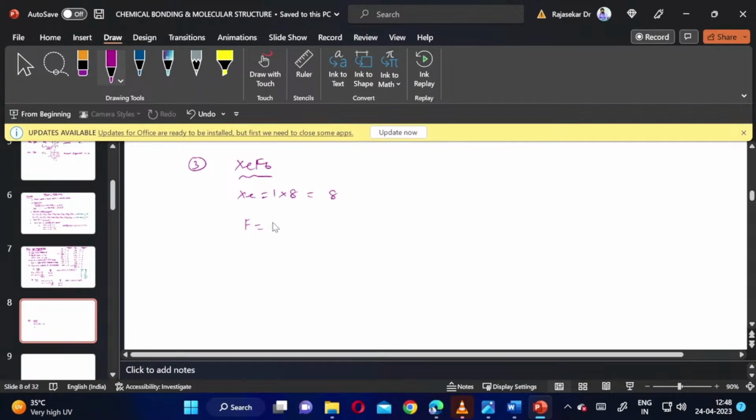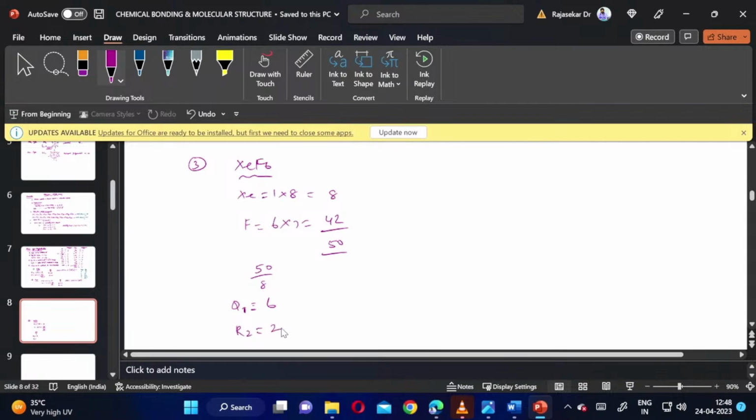Correct or not? Fluorine. How many fluorine atoms? We have 6, no. So 6 into 7, 42. 42 plus 8 means 50. 50 is greater than 8, no. So 50 divided by 8. What's the quotient? I think 6 times, no. Cut. Remainder is very, very important.